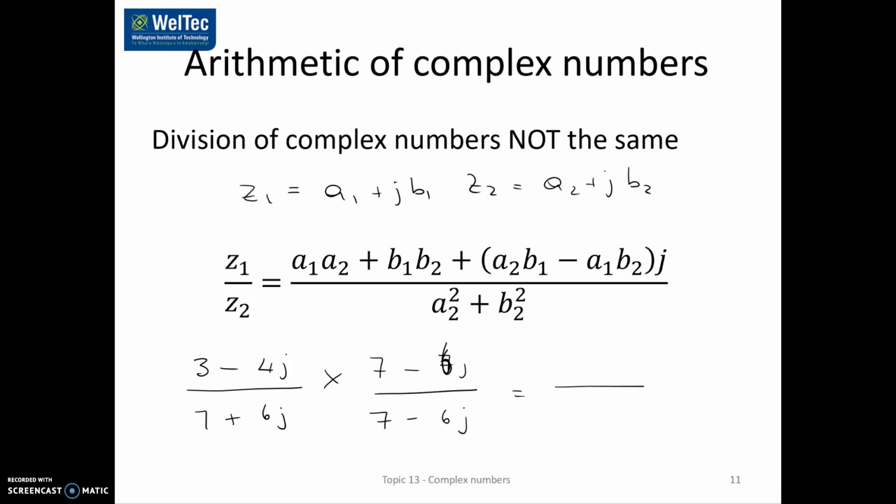Because then on the bottom line what we get is 49 minus 42j plus 42j plus 6 times 6, which is 36, times negative j squared to give us plus 36. And on the top line we would say that would be 21 minus 18j minus 28j plus 24j squared. That would work that out.